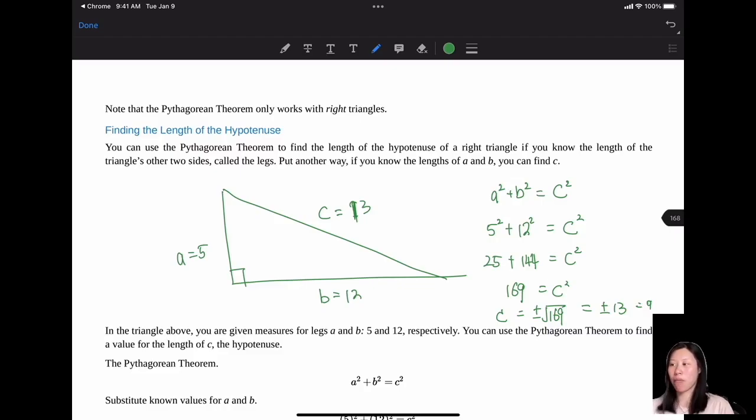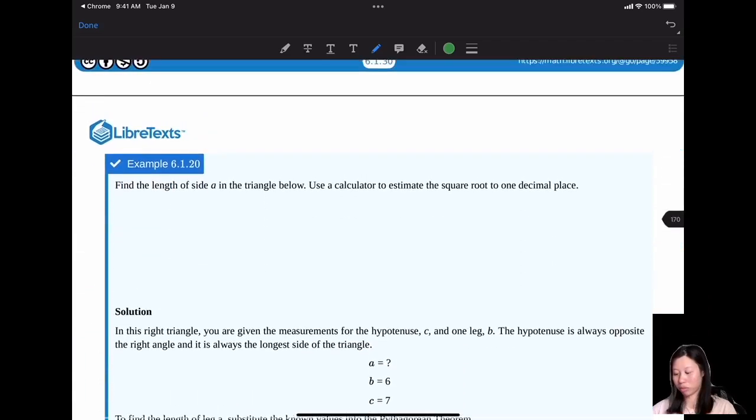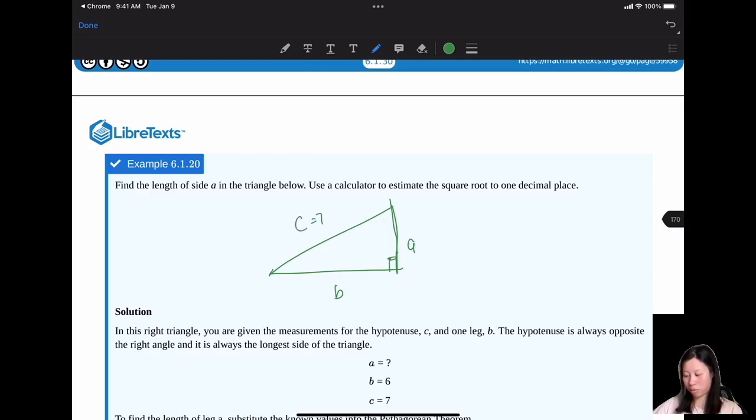Okay, so there are many examples. Let's try another one. So here is the graph. A, B, C. And A is what we don't know. We know that the hypotenuse equals 7. One of the legs equals 6. The other leg, we don't know. We're trying to find the length of A.